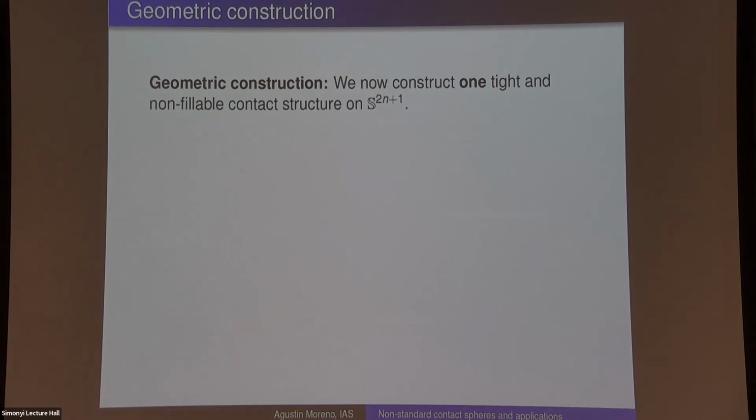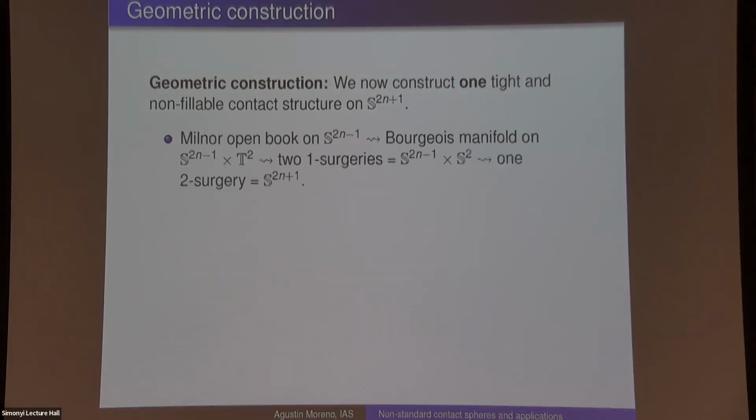Let me give you a geometric construction of one tight and non-fillable contact structure on the sphere. You start with an open book on a sphere of dimension 2n-1, two dimensions less than the one you will construct a contact structure on, for example one of these Milnor open books coming from hypersurface singularities, like the A_k singularity. Then you do the Bourgeois construction on that open book, so you get a contact structure on the sphere times T2. Then you simply kill the topology. You kill the two S1 factors of T2 by doing 2-1 surgeries, so you reach a sphere times S2. Then you kill the pi 2, the S2 factor, by doing a 1-2 surgery. Now you reach a sphere.